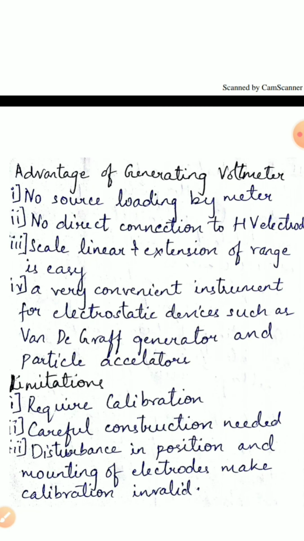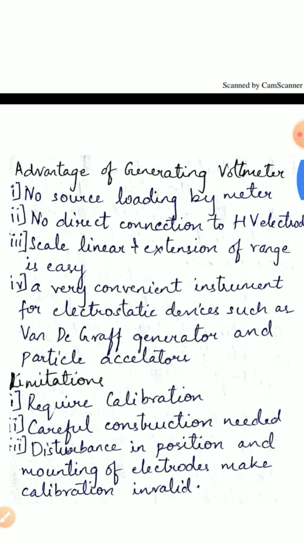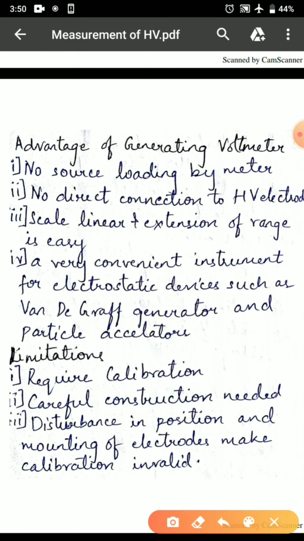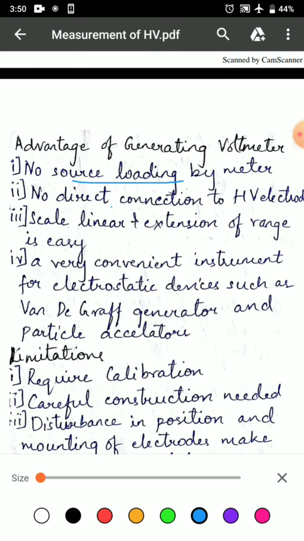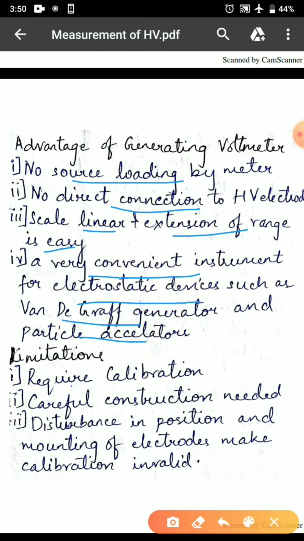There are a few advantages and disadvantages of the generating voltmeter. Its advantages are no source loading by the meter, no direct connection to the HV electrode, the scale is linear and extension of range is easy. It is a very convenient instrument for electrostatic devices such as the Van de Graaff generator and particle accelerator. Limitations of the generating voltmeter are that it requires calibration, careful construction is needed, and disturbance in the position and mounting of electrodes makes the calibration invalid.